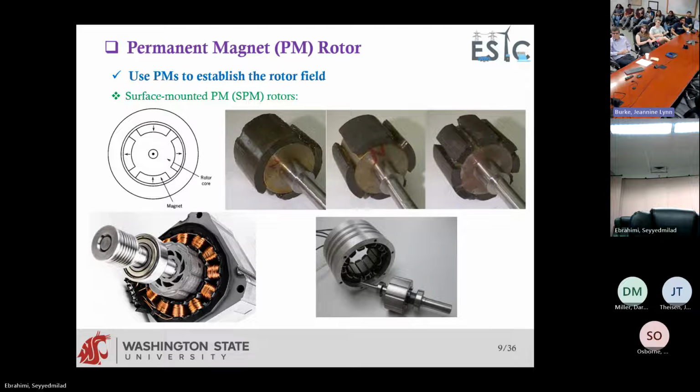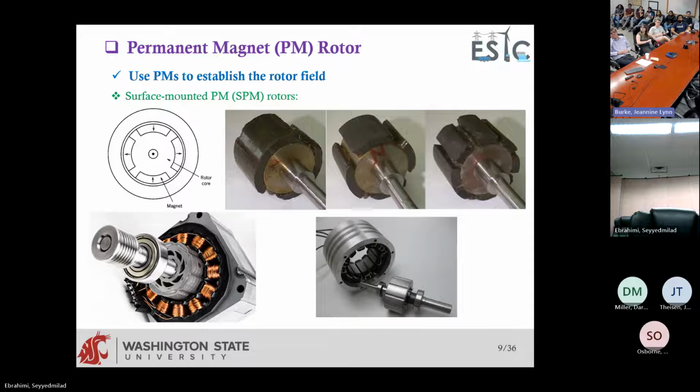So what we usually have is a round rotor like this, and what we do is glue permanent magnets on top of the rotor. These are called surface-mounted PM rotors, or SPM rotors. You can have different other types, but usually surface-mounted rotors are used.